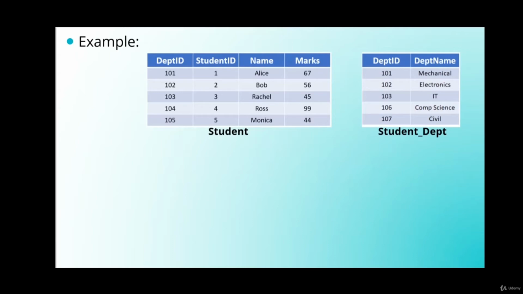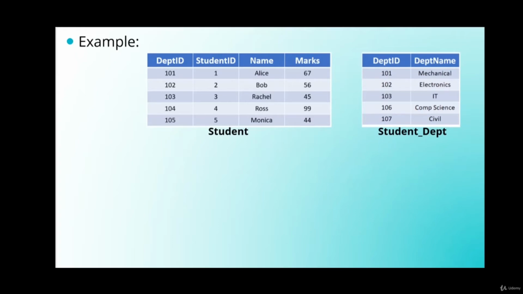So first we have to find the common column between these two tables in order to perform natural join. In this case, the common column is department ID. So the tables will be merged based on the matching values of this department ID column. In the first row of the student table, you will see the department ID is 101.